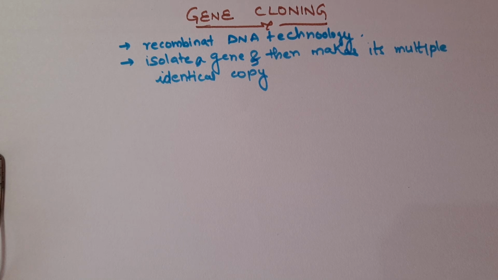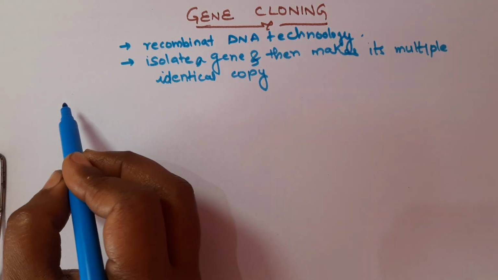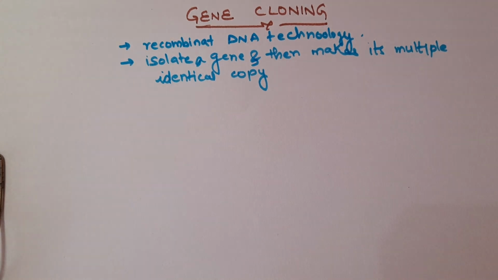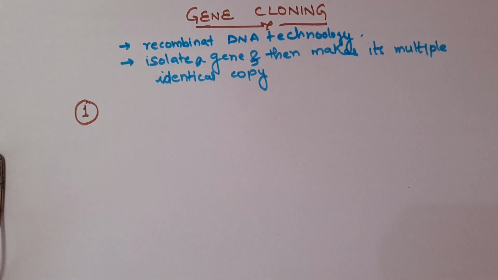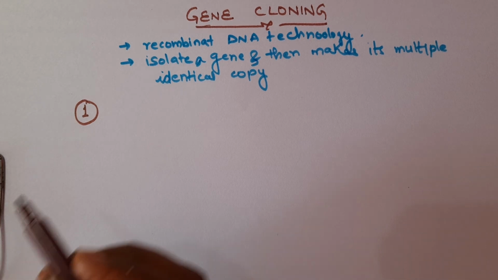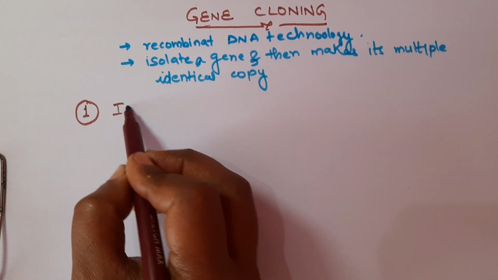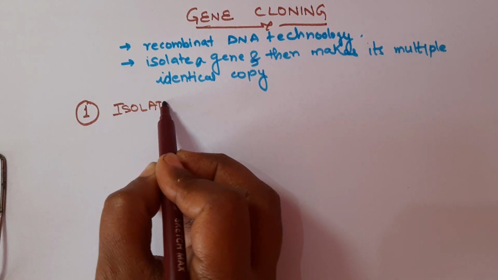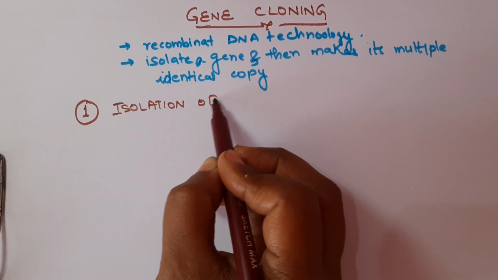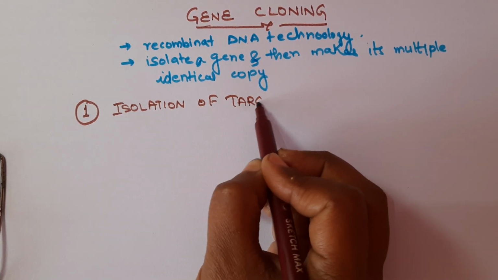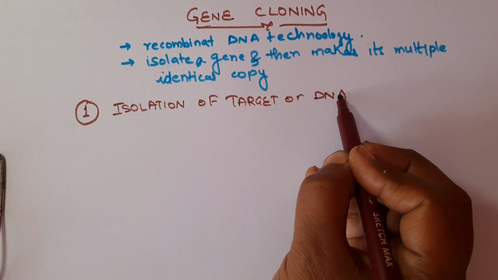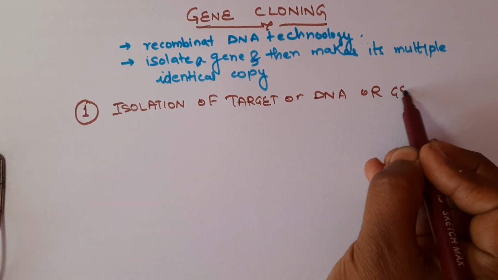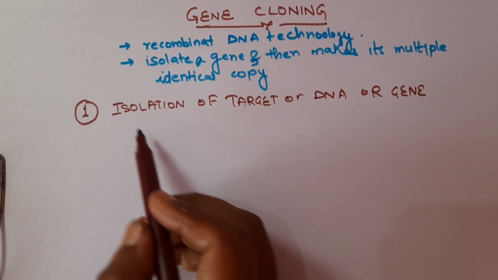You understand? Okay, so there are basically 7 steps in this process. We are going to talk about them one by one. I will cover this in a very detailed manner so that you understand everything. So the first step is, of course, isolation of target DNA or gene.